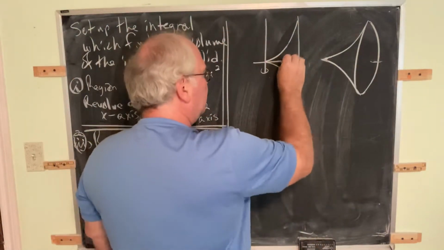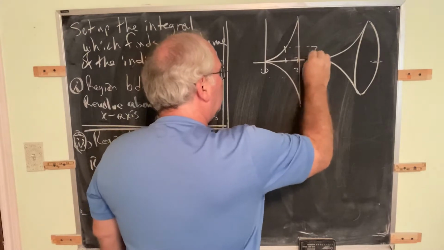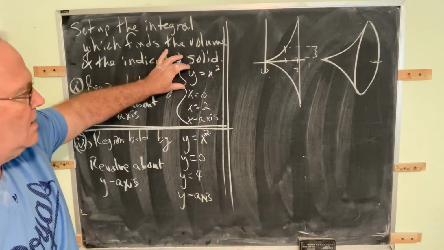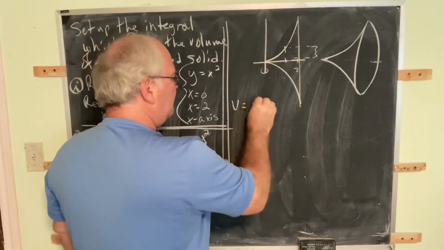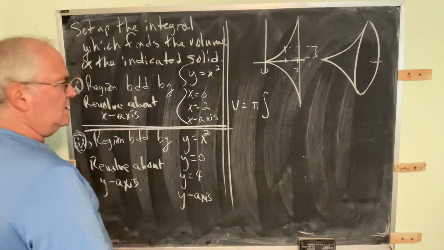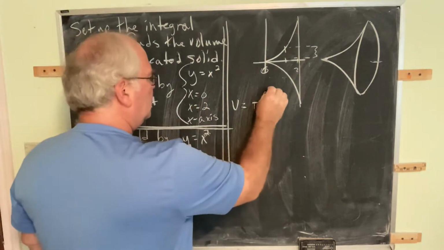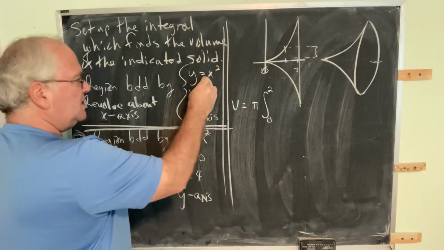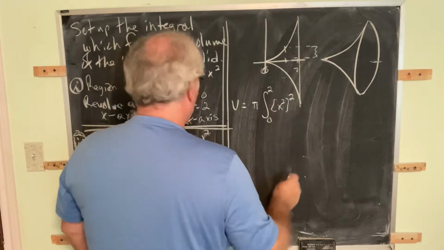And so if we choose any point, we need to know what is that radius. Well, that radius is just the function value. And so the volume is straightforward. The volume is pi times the integral. The limits of integration are the endpoints of the original interval, which is 0 to 2. And then we have the radius, which in this case is the function value, squared, dx.